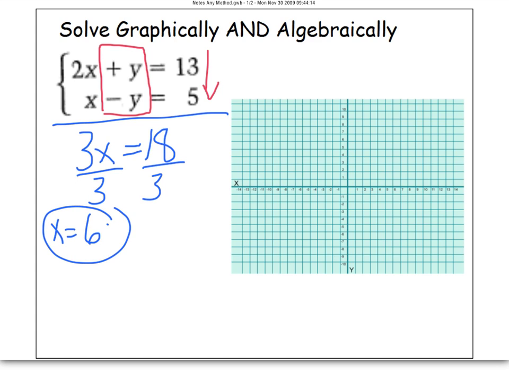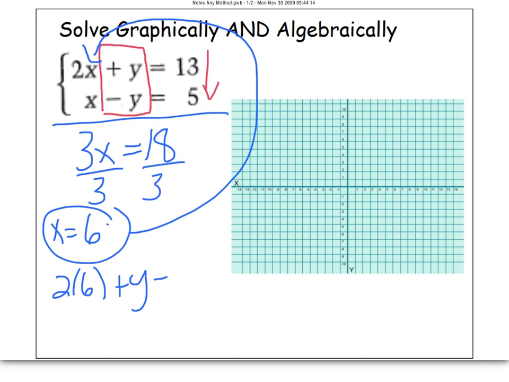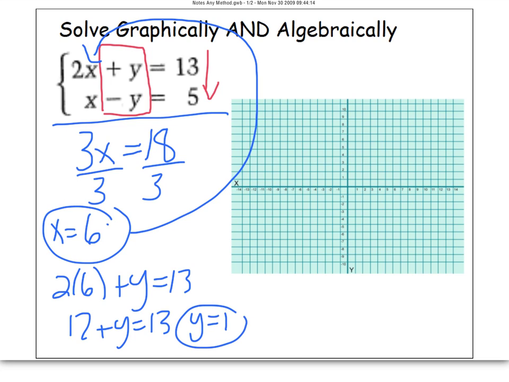Okay, so I'm going to put x is equal to 6 back into one of the equations. I'm going to choose this one here. That would give me 2 times 6 plus y equals 13, which is 12 plus y equals 13. Therefore, y is 1. And I know that the final ordered pair answer, when I do graph these two lines, they're going to cross at the ordered pair (6, 1). Okay. Let's actually just use the graph to confirm that, though.